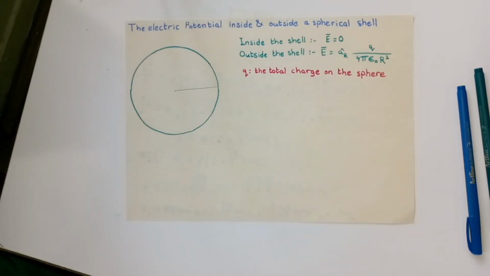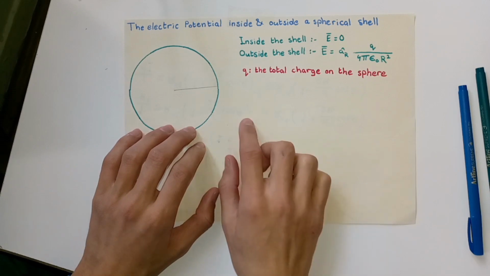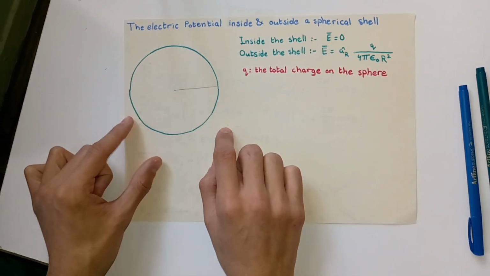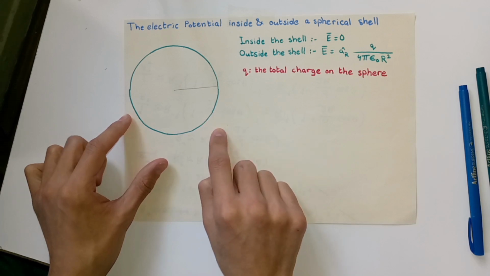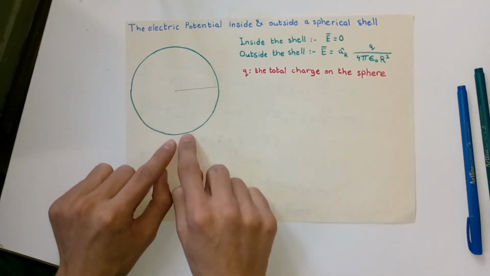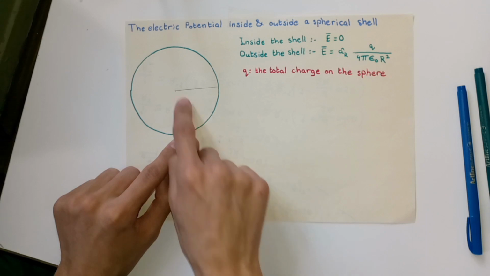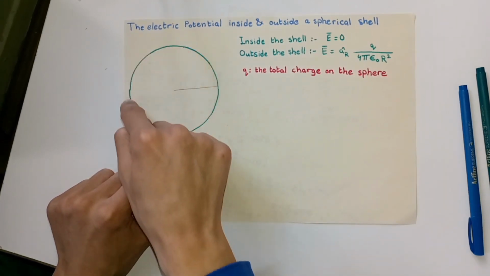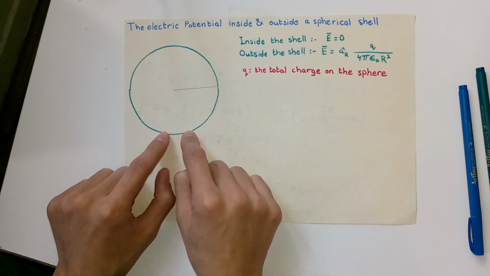Hi, today we will find the electric potential inside and outside a spherical shell. This spherical shell carries a charge distributed uniformly on its surface. This means that there is no charge inside this sphere. The charges are only on this thin surface of this sphere.